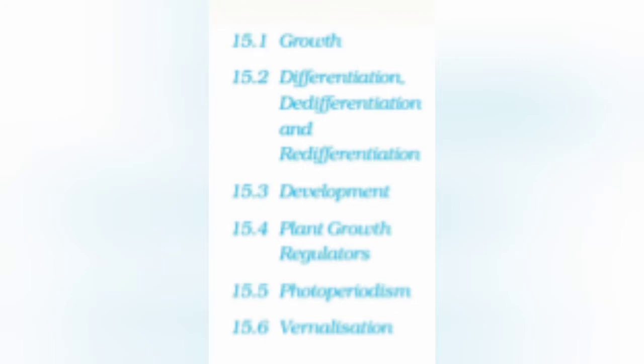Following are the contents of this chapter: growth, differentiation, dedifferentiation and redifferentiation, development, plant growth regulators, photoperiodism, vernalization. Out of these topics, we will be studying plant growth regulators in more detail. Let us have a look at the remaining topics in brief.